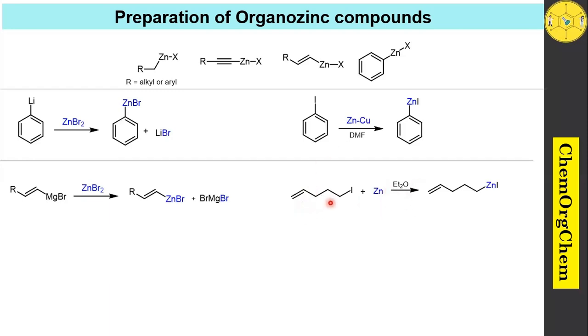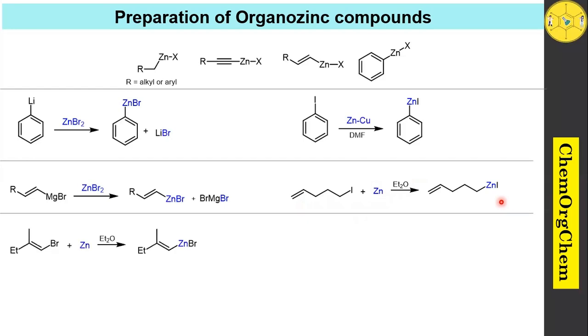When you take the organohalide with activated zinc in the presence of diethyl ether, it readily produces the corresponding organozinc compound. And similarly, you can take the alkynyl bromide with activated zinc in the presence of diethyl ether, which also produces the corresponding organozinc compound.